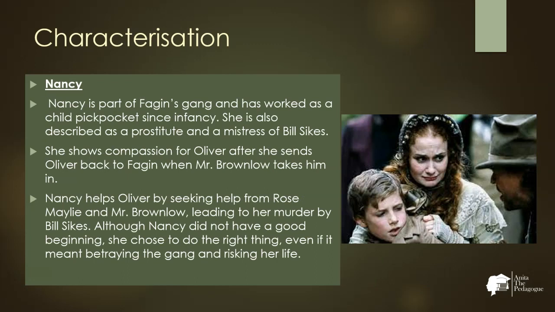Nancy. Nancy is part of Fagin's gang and has worked as a child pickpocket since infancy. She is also described as a prostitute and a mistress of Bill Sykes. She shows compassion for Oliver after she sends Oliver back to Fagin when Mr. Brownlow took him in to care for him. Nancy helps Oliver by seeking help from Rose Maylie and Mr. Brownlow, and this eventually led to her being murdered by Bill Sykes. Although Nancy did not have a good beginning, she chose to do the right thing, even if it meant betraying the gang and risking her life.